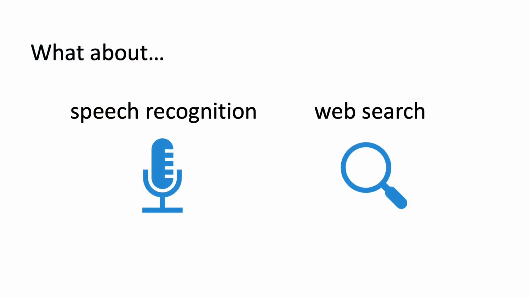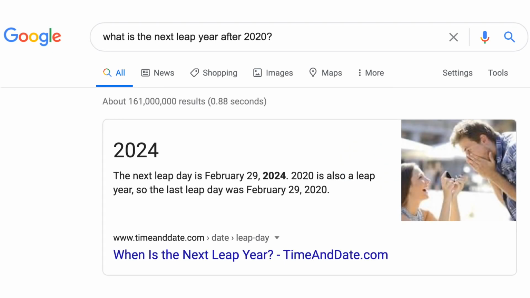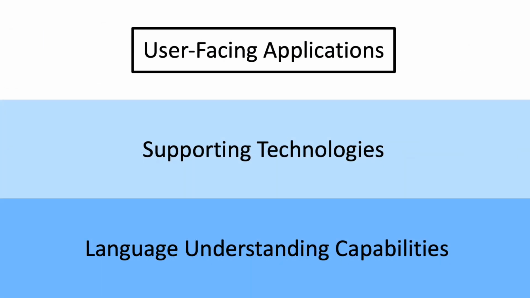What about things like speech recognition and web search? These are studied by NLP researchers, but they also have their own dedicated research communities. While we won't talk much about speech in this course, we will touch upon web search a bit, as it has seen more interaction recently with NLP, especially for answering complex questions like this one. Those are just a few of the many NLP technologies that have become a part of everyday life.